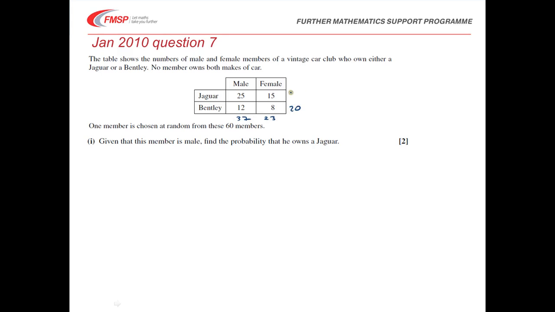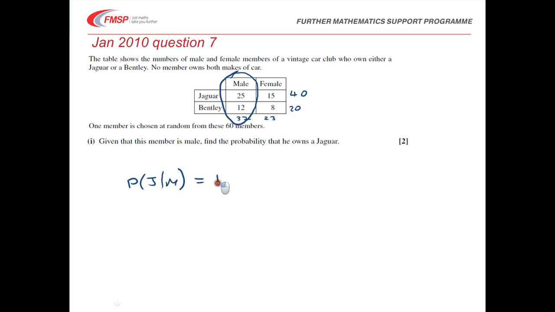Now with these questions, again, it's just about thinking logically. So one member is chosen at random, and I want to know, given that they are male, find the probability that they own a Jaguar. So I'm only interested, because it's a given that, I'm only interested in males. So the way we write this is the probability that he owns a Jaguar given that he's male.